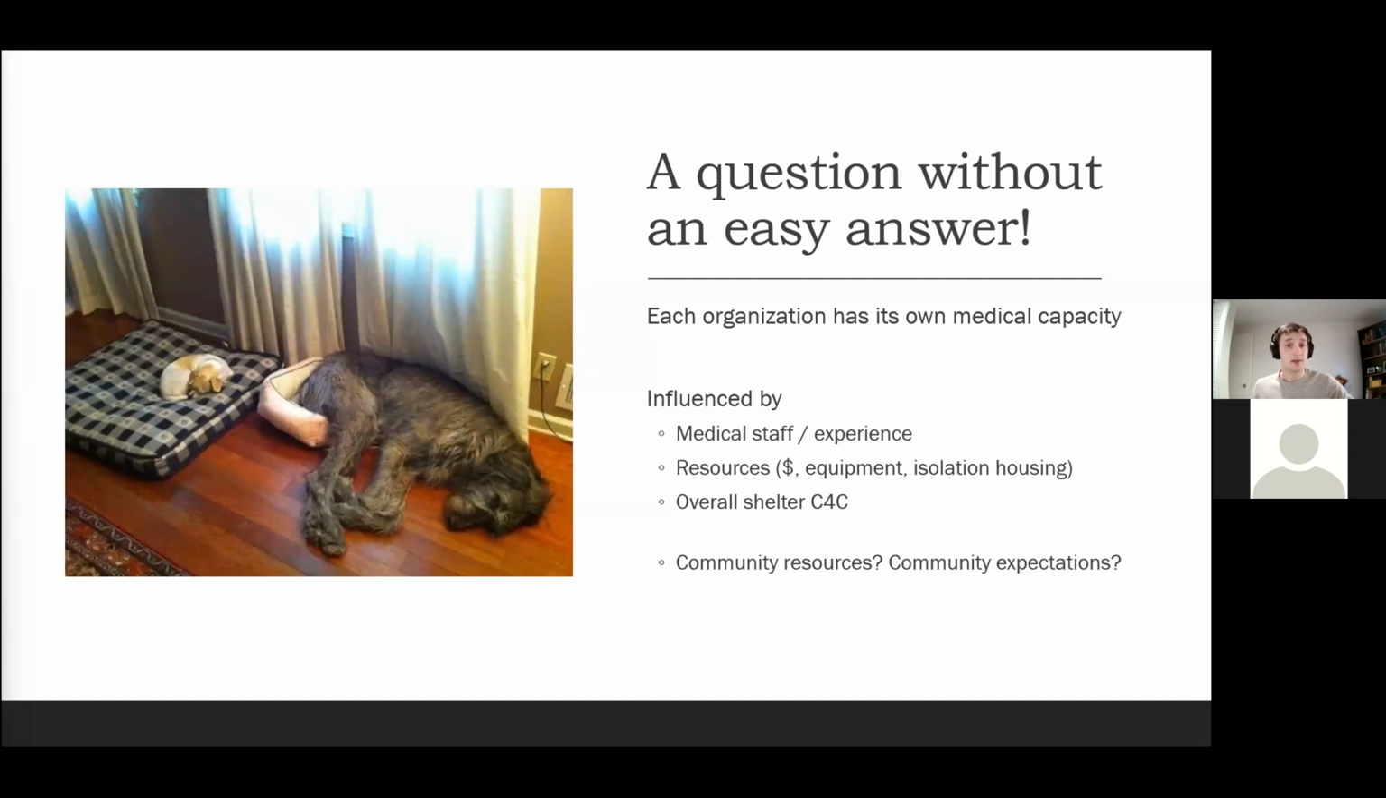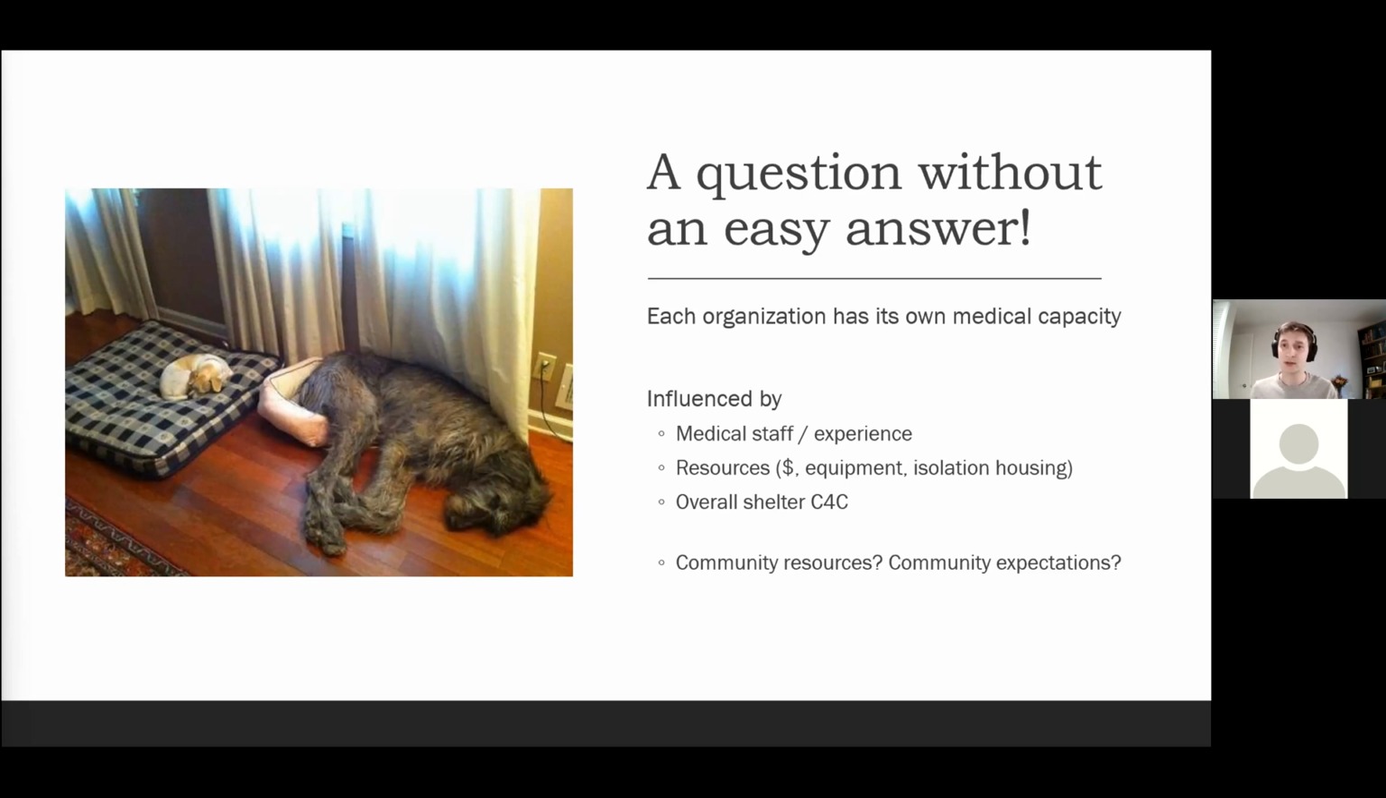So if we come back to our question, how do we make these decisions and how do we determine what our medical capacity is? I think we need to look at what determines our medical capacity and what influences it. One of the first things, obviously, is the medical staff. One of the hugest differences we can have is between a shelter or organization that has what we call in-house medical, where they directly hire veterinarians that work full-time or part-time on site daily in the shelter, or other shelters or organizations that might contract help either through locum veterinarians or local clinics.